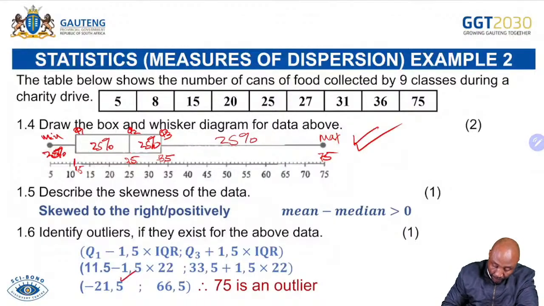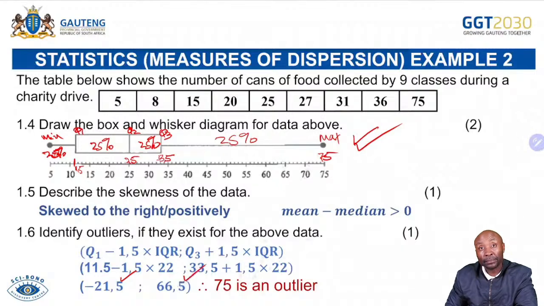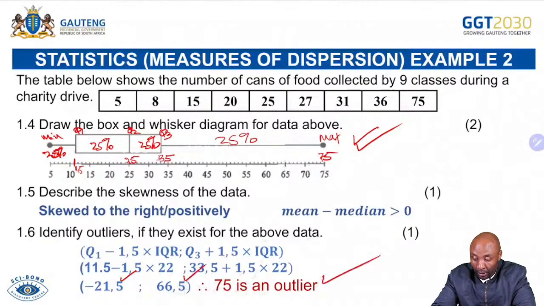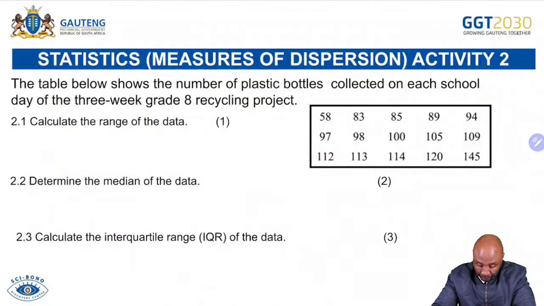It's negative 21,5. That's our lower limit. Our upper limit is 66,5. And it means only 75 is our outlier. 75 is our outlier because it is above the upper limit. So we get our 1 mark there. Moving forward, that's the second activity, but I'll quickly go through it.